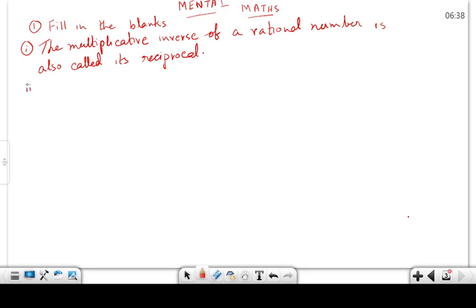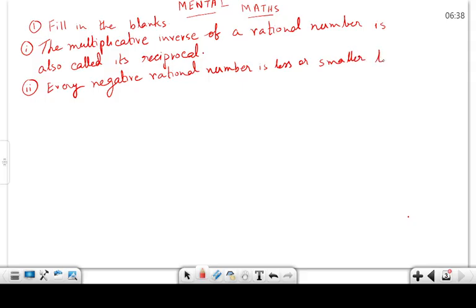Number 2, every negative rational number is less than or smaller than 0. Every negative rational number is less than or smaller than 0.